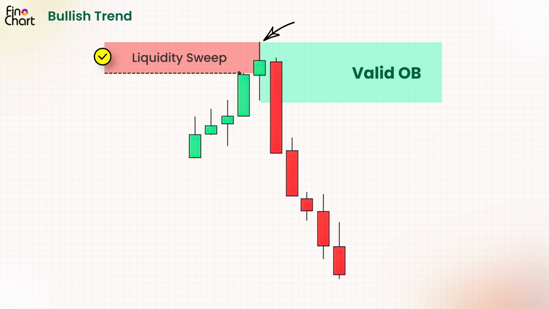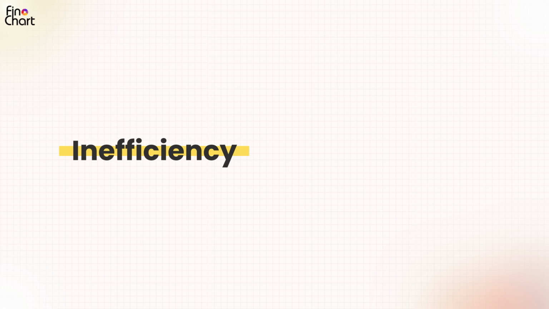Think of the liquidity sweep as smart money's fingerprint. It's the evidence they were there, collecting orders before making their move. No fingerprint, no smart money involvement, no valid order block. Rule number 2. Inefficiency and imbalance.